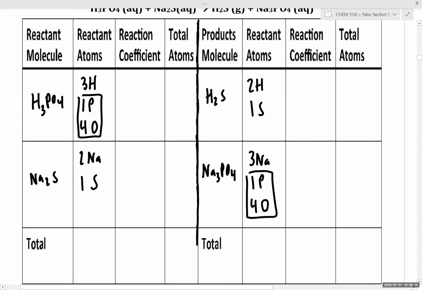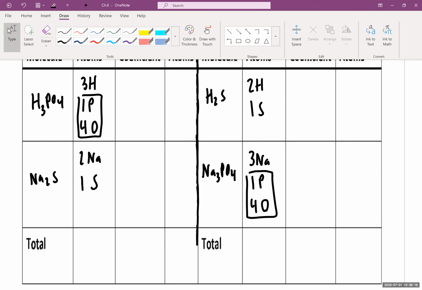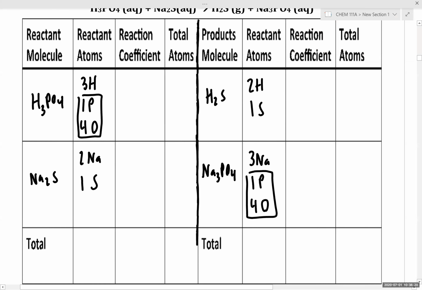Okay, so now that we have our counts established, what we're going to do is identify the elements with a different number of atoms on each side. So what elements are not balanced? Sodium, yep. And hydrogen, okay.